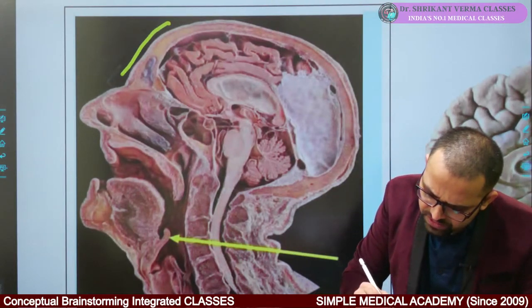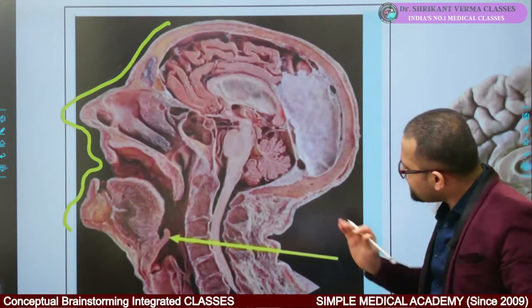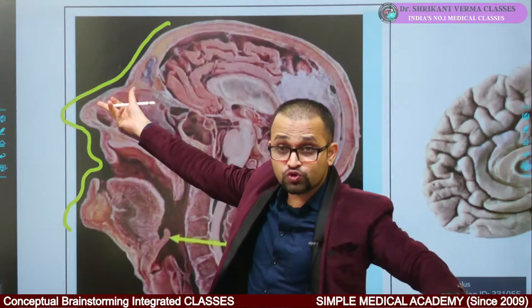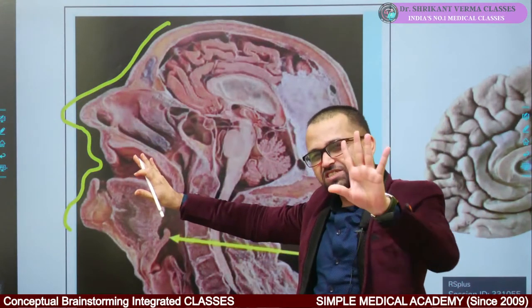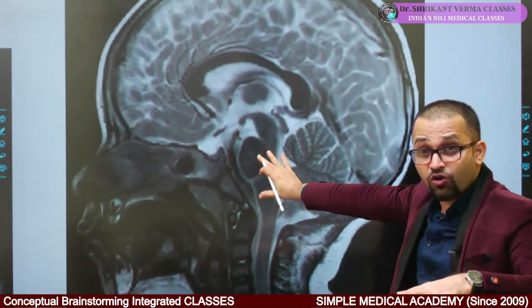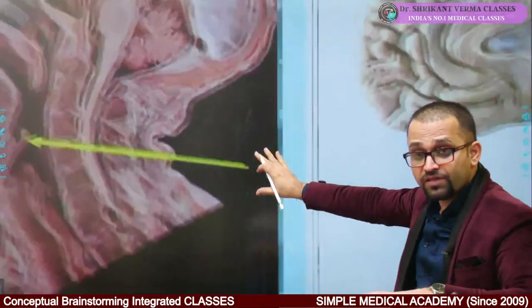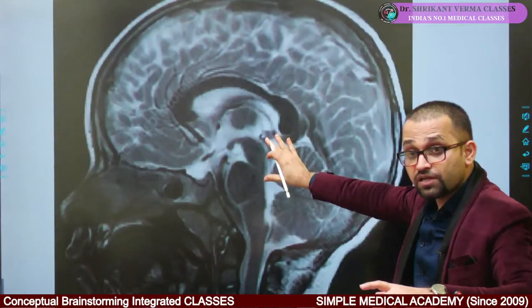Sir, this is convex, this is elevated, this is depressed. Sir, it is appearing like the nose. Common sense, silly point. I am telling you, a very easy way to identify any structure. Yes, sir. And then we are going to integrate with our radiology. Not only the anatomy, yes, we will do the cadaveric section. Yes, we will cover the radiology also.